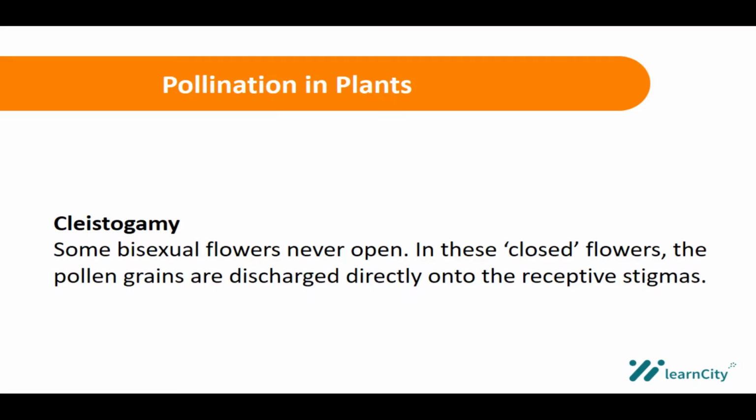Now let's talk about another feature that promotes self-pollination, which is cleistogamy. Cleistogamy is a condition where the flower does not open. In some bisexual flowers, those flowers never open. So in these closed flowers, the pollen grains are discharged directly onto the receptive stigmas. So that promotes self-pollination. Those are the features that promote self-pollination.